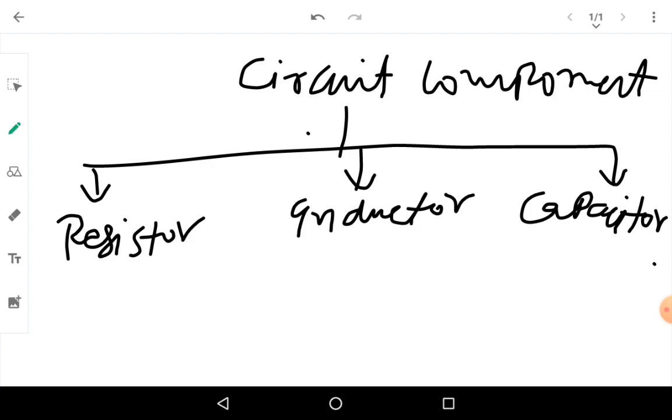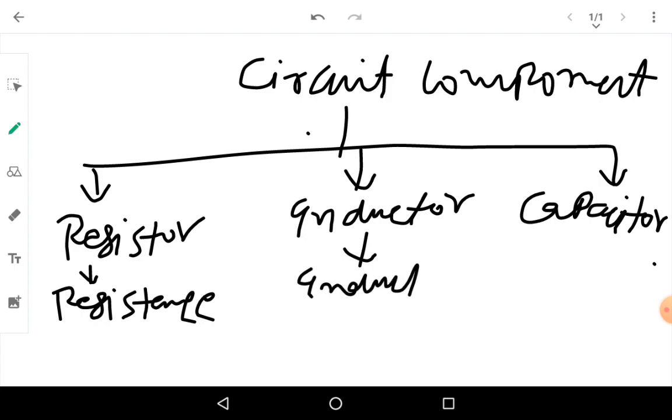The property of resistor is known as resistance, and the property of inductor is known as inductance, and the property of capacitor is known as capacitance.